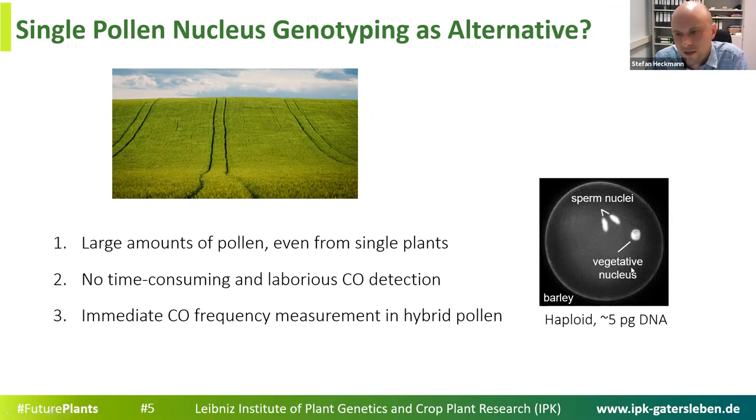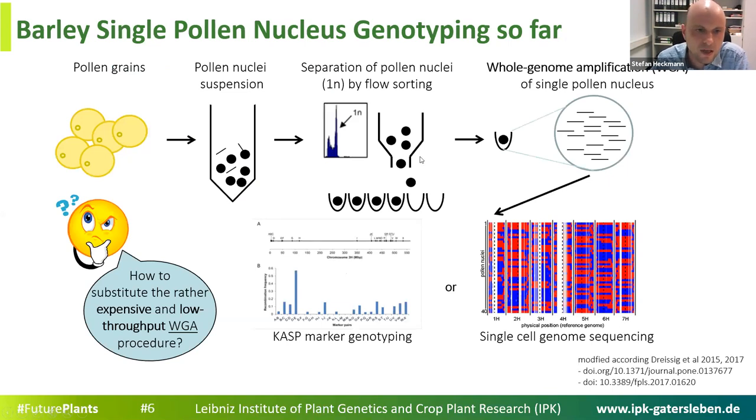Such a pollen is depicted here. This is a barley pollen grain with a pollen coat around it, and inside you have the sperm and the so-called vegetative nucleus. These are the haploid outcomes of meiosis. However, the problem is they represent a very limited DNA content. Some years ago, in the lab of Andreas Houben here at the IPK, it was developed for barley to use pollen nuclei, instead of segregating populations, to measure meiotic recombination rate.